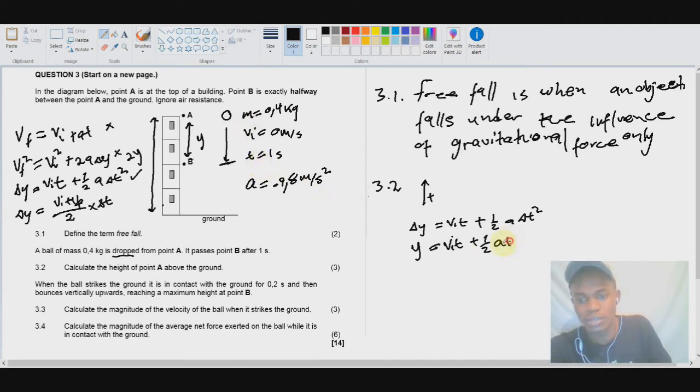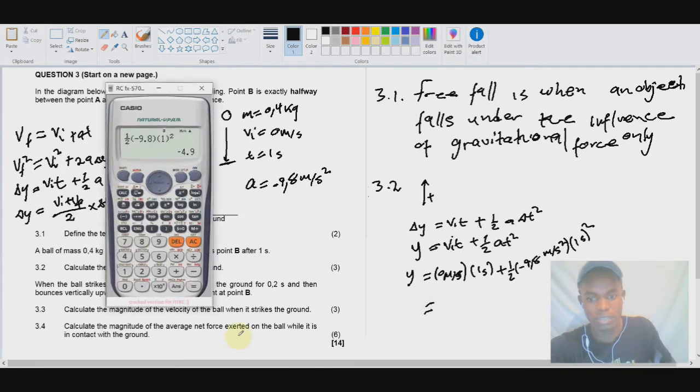So we can just write t squared. Now we substitute our values. The final is y, the one that we want, y is an unknown. The initial velocity is 0 meters per second, because it starts at rest, and the time is 1 second. The time it takes to move from point A to point B is 1 second. Plus 1 over 2, the acceleration, which is negative 9.8 meters per second squared, and then the time is 1 second squared.